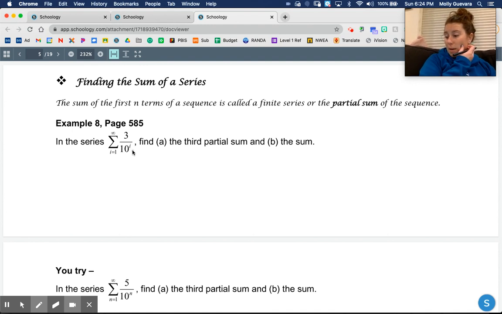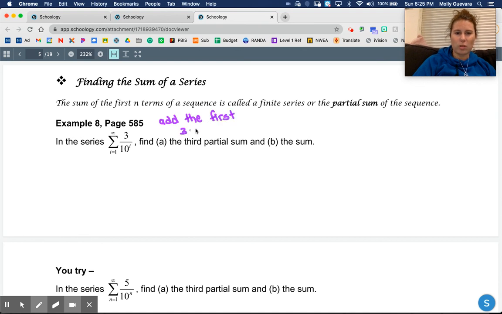So it wants me to find the third partial sum, meaning the first three terms. So you add the first three terms. That's what the third partial sum means. It's a partial sum because the actual series goes on forever, but I just want that little chunk. Okay, so let's do that first. That's going to be the summation. I is going to start at 1, and it's going to go to 3 of this series. Hard to write small.